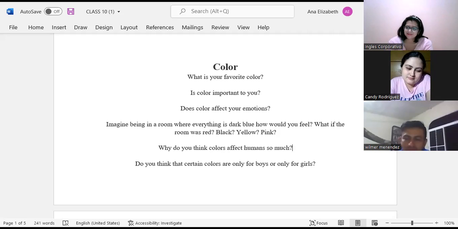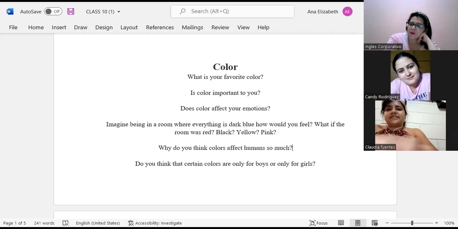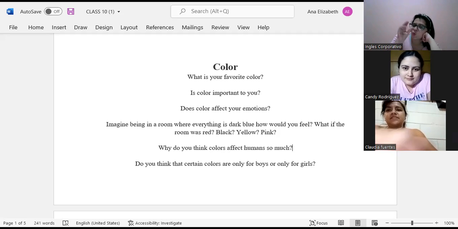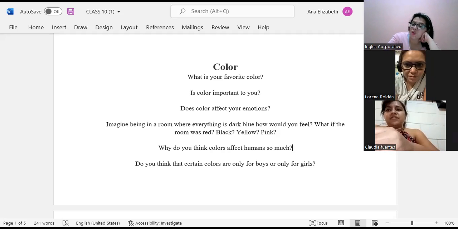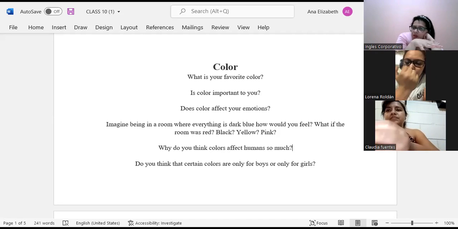What do you think? Okay, if you know that your friend is going to have a girl, you buy just pink clothes. Yes or no? Yes. Or white, right? We can use white for both. Yellow for girl and boy. Ajá, yellow, red too, right? El rojo también. Mint. But what do you think? Okay, in our society, yes, right? Pink is for girls. And light blue or green is for boys. For boys. Yes or no?